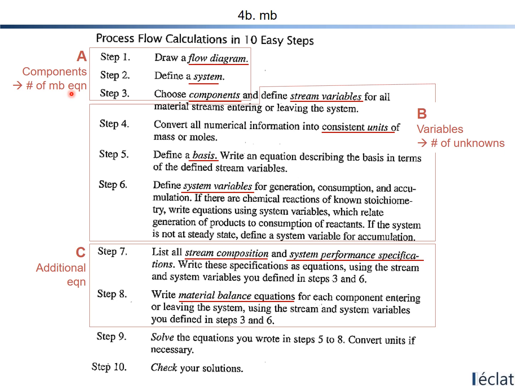In Step A, I'll try to define the number of material balance equations. How can we expect the number of material balance equations? Actually, the number of components is the number of material balance equations. So try to set up the components. And let's go to Step B. In Step B, I'd like to get the number of unknowns. Actually, unknowns are variables in the processes. So try to define the variables.